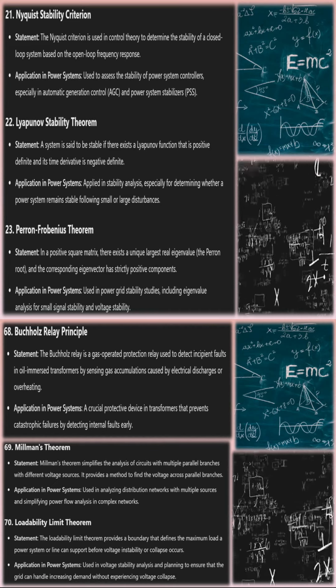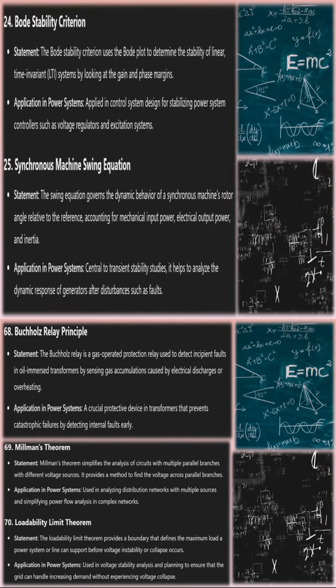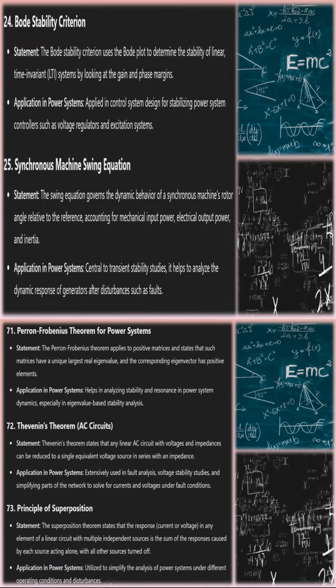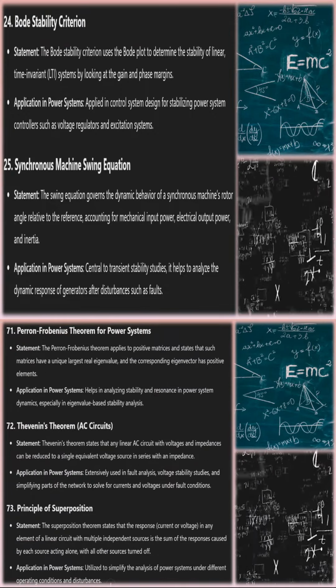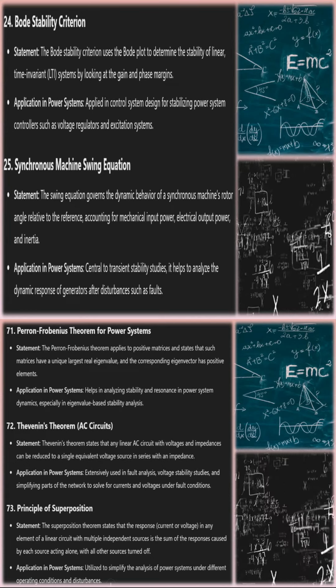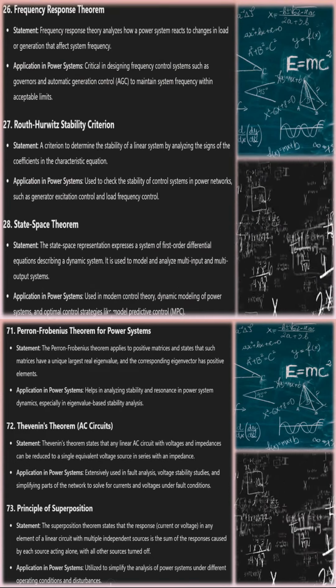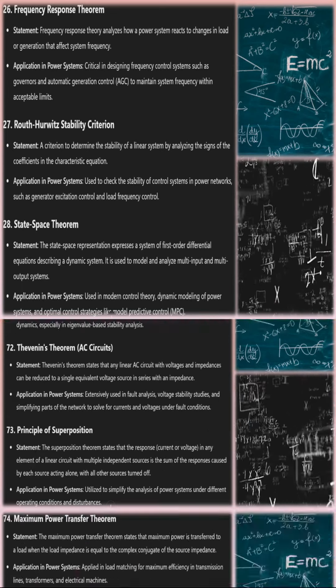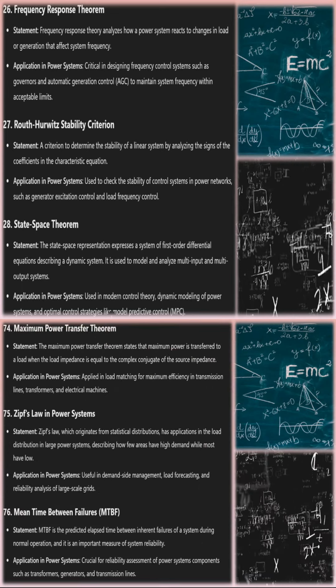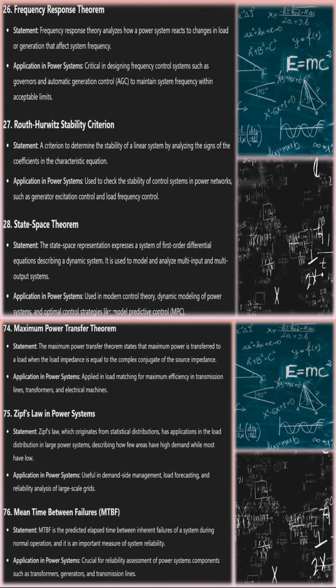Maximum power transfer theorem: a load will receive maximum power from a network when the load resistance is equal to the Thevenin or Norton resistance of the network as seen from the load terminals. Application in power systems: it ensures that loads are matched to the system for optimal power transfer, such as in transmission line design and transformer sizing.